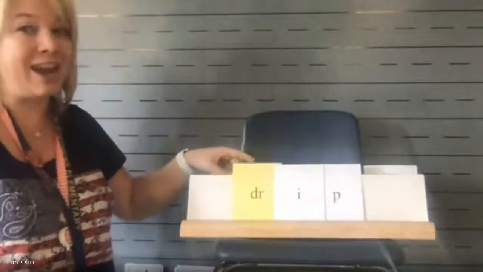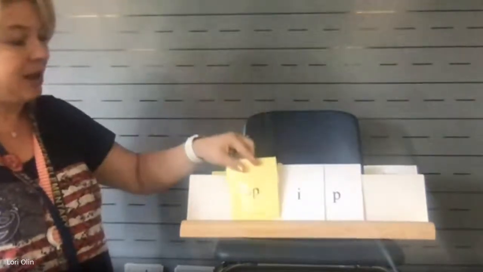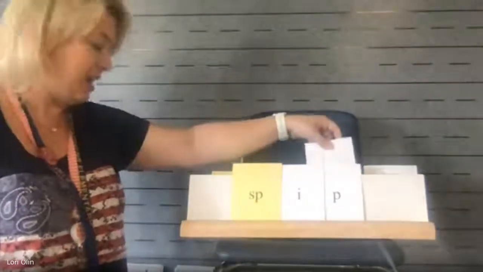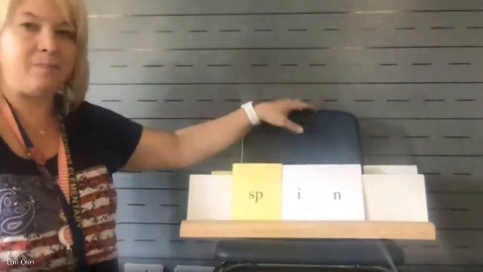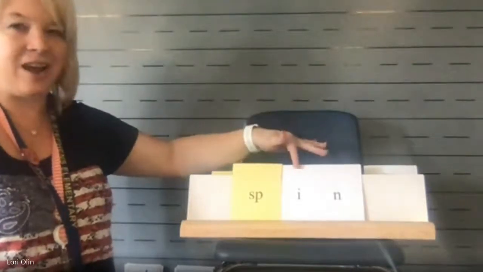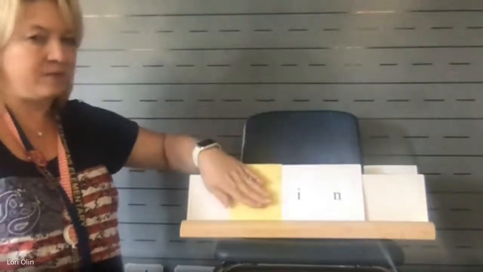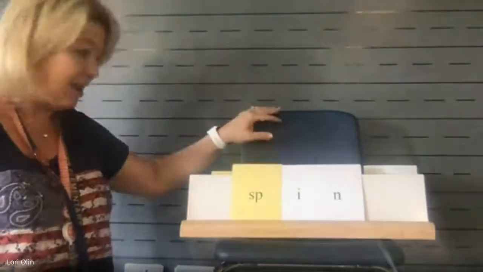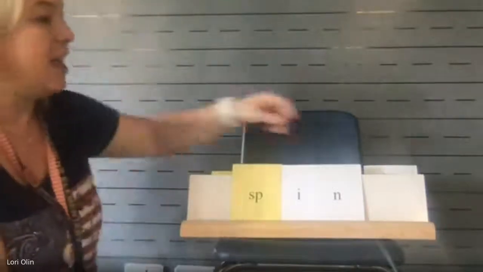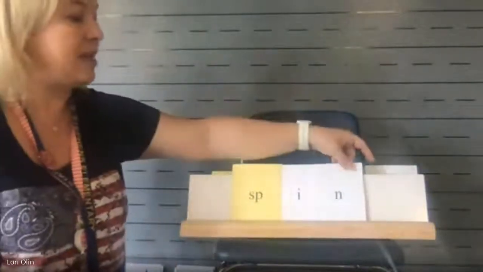All right, now we're going to change one of our blends to have a sp, i, n, spin. So our i is still the same, sp, in. Now, here comes one of the rules that I wanted to share with you. Remember, a syllable is a word or part of a word with one vowel sound. And so when I think of this word spin, it has just one vowel sound. You hear the i.